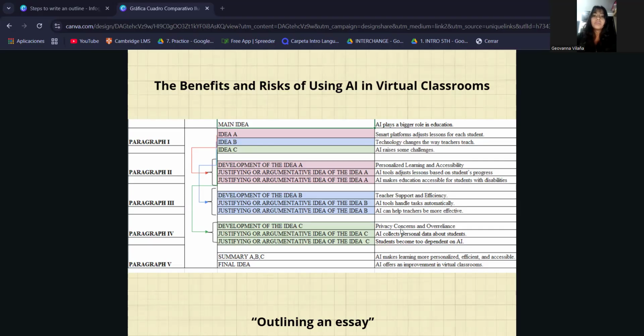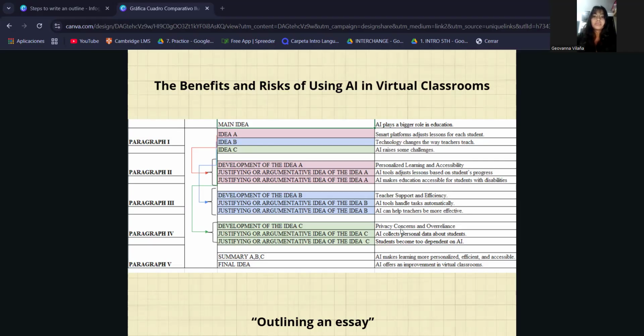That's why we wrote AI collects personal data about the students. Then we added a second justification related to the students' behavior and how they might rely too much on the technology. So we included students began to depend on AI. These two supporting ideas help to explain the risk of using AI in education, and they balance the positive arguments in the previous paragraphs. This part of the outline helps us develop a more critical perspective in the essay.